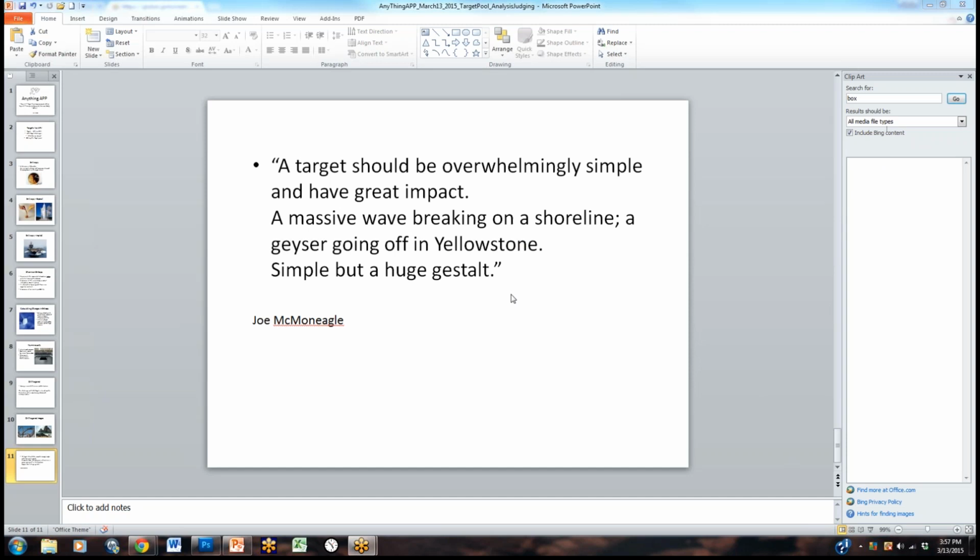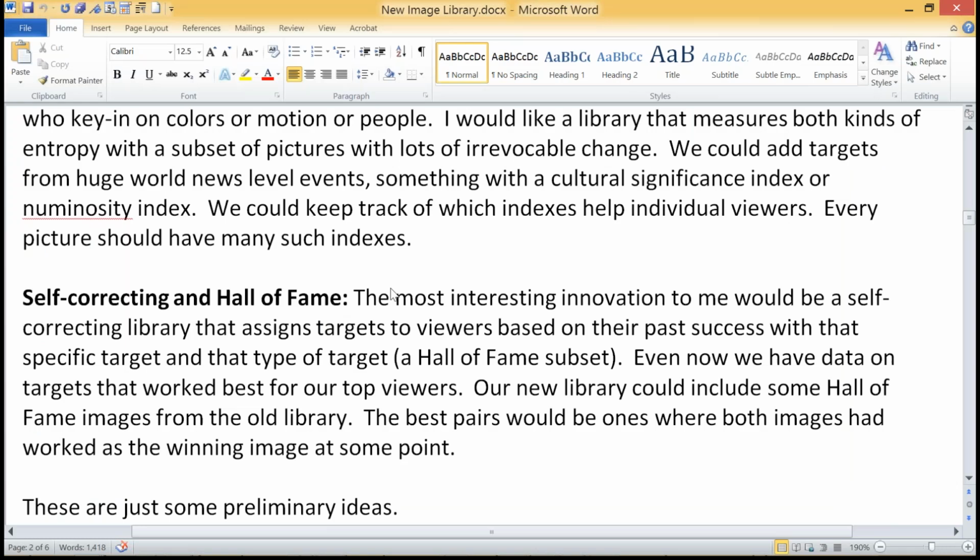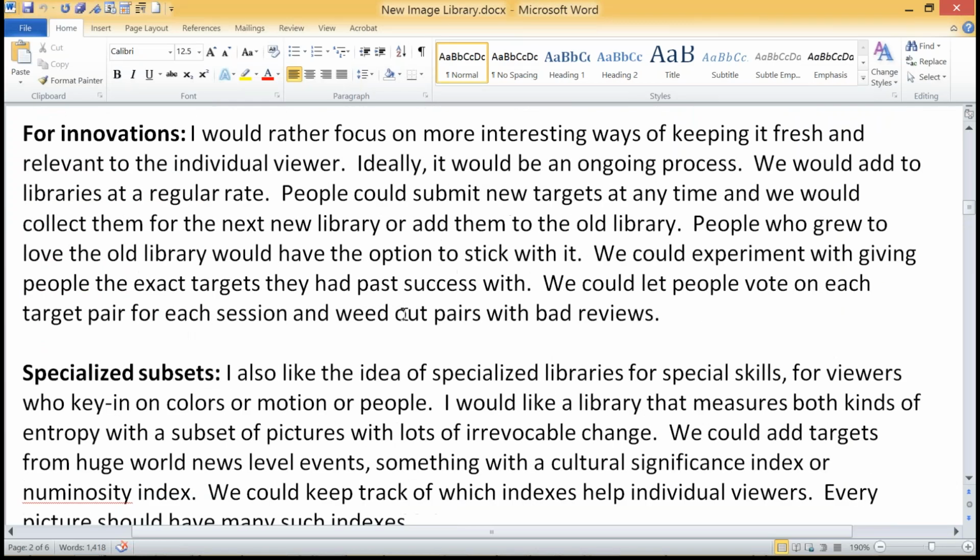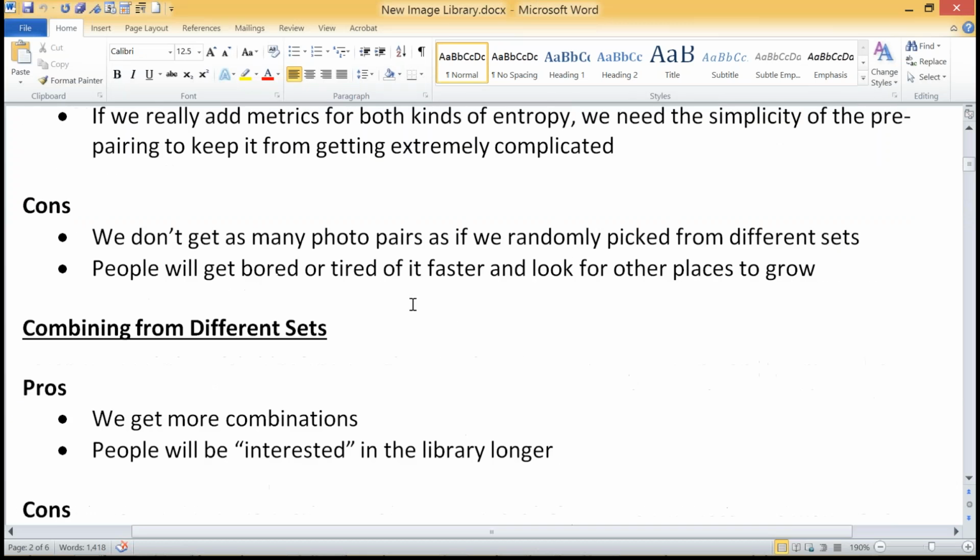All right, show my screen. So which screen do you see here? Do you see this? Specialized subsets. All right, good. Right, you've got it.